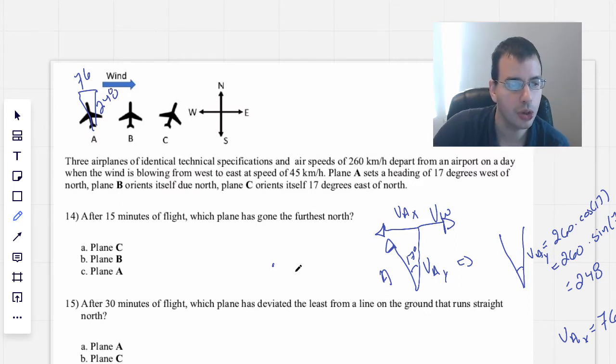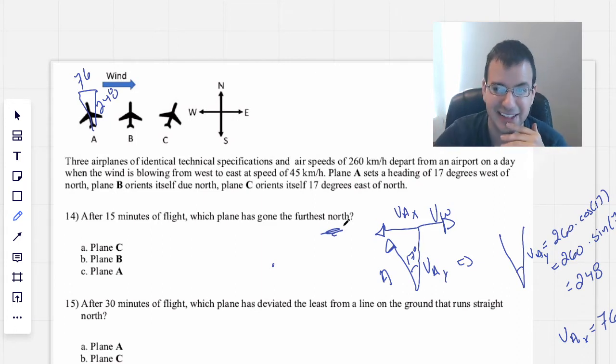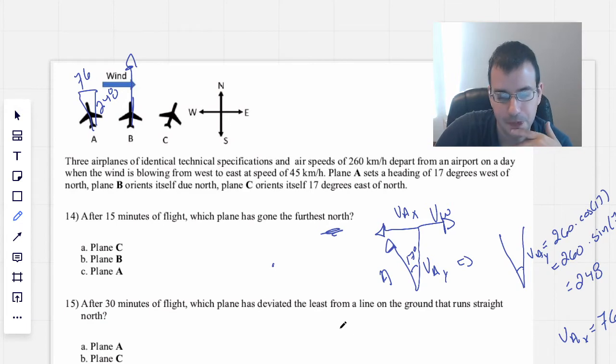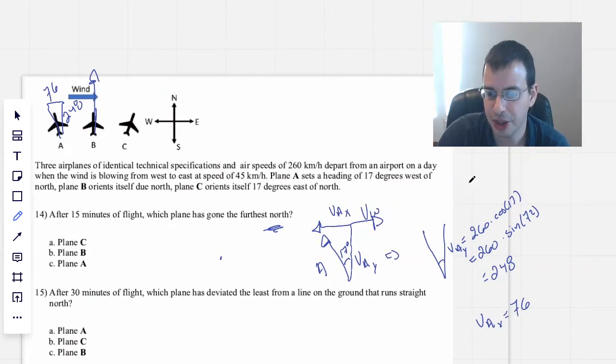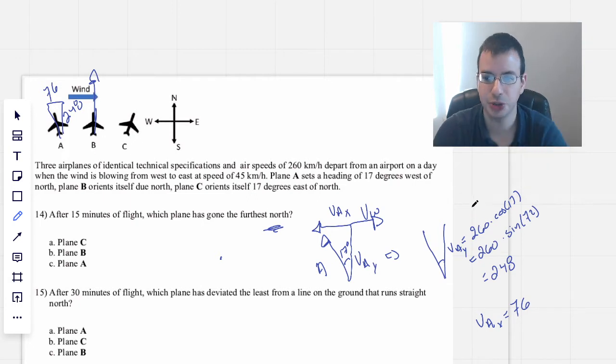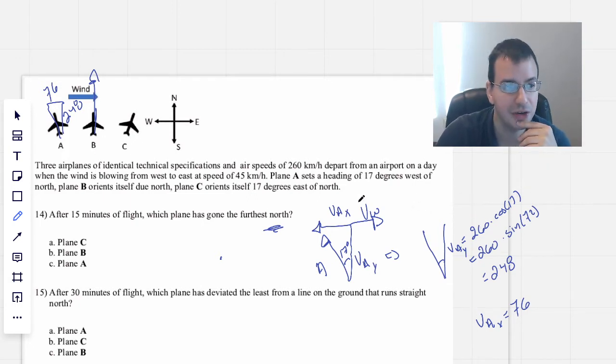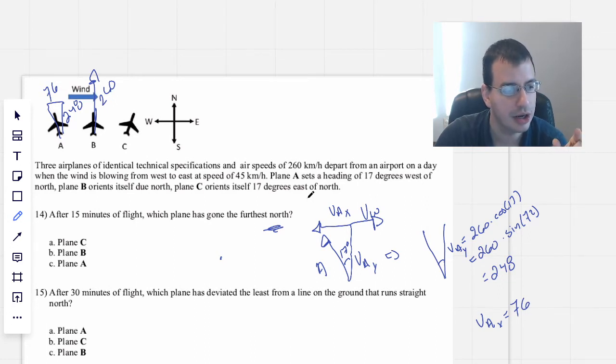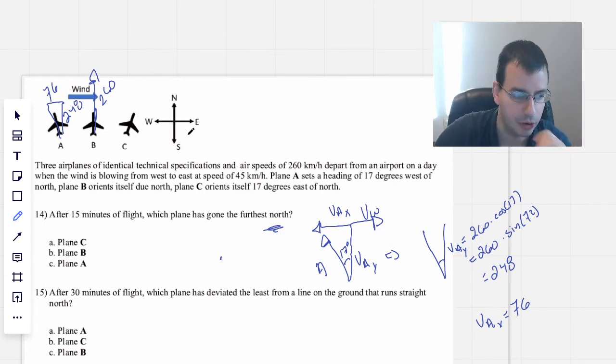So the concept here: which plane is furthest north, basically which one is going fastest north, is going to be the one that has initially all of its speed in the northerly direction. In more mathematical terms, it'd be 260 times cosine of 0. Cosine of 0 is 1, so you're left with just 260. The wind, even though it might increase the overall speed, won't increase the speed in the northerly direction. Since the wind is perpendicular to north, it doesn't affect north at all.